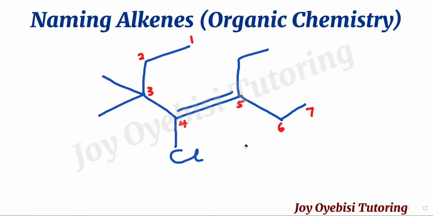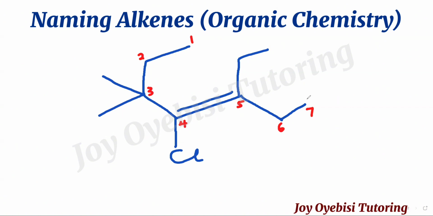Now, the next thing to look at is your numbering. The double bond must have the lowest number possible. When we name them, you also mention the position of the double bond or the branches as the case may be. Since we have a functional group, the functional group will take priority over the branches. So we're going to make sure that the number here where the double bond starts is the lowest number possible. And to do that, we're going to also count from the right-hand side.